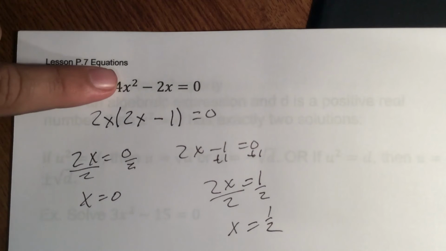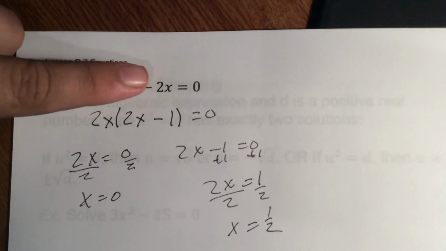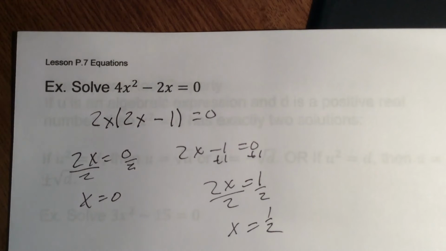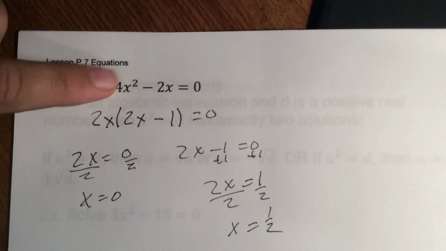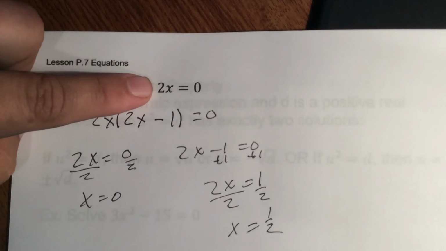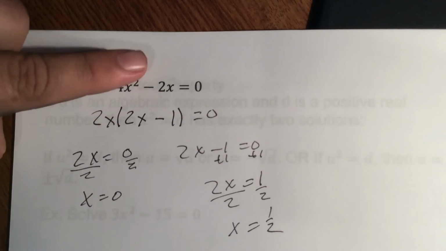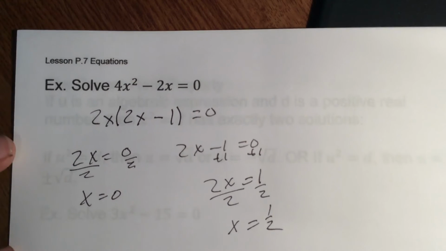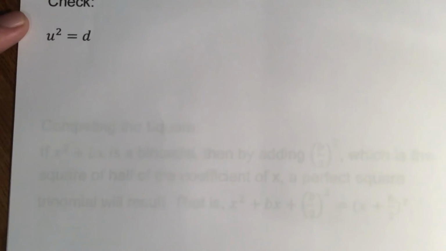Now, way to check it, if I put 0 in here, it would be 0. Put 0 in there, it would be 0. 0 minus 0 is still 0. So that works. If I do a half, 1/2 squared is a fourth. 1/4 times 4 is 1. And 2 times a half would be 1. 1 minus 1, still 0. Okay. So that's the check that you can do with that.